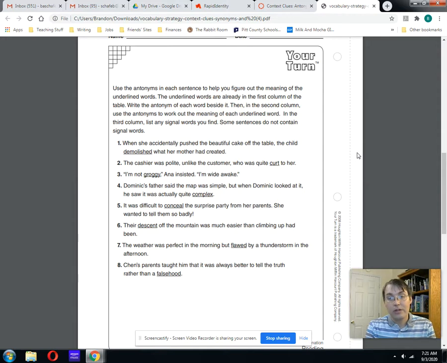Number 2, the cashier was polite, unlike the customer, who was quite curt to her. So the word we're trying to define is curt, and we have a cashier who was polite, unlike the customer who was quite curt. So I see that the customer is the one who's being curt, and that is unlike the cashier who was polite. So I can pretty easily see that curt and polite are opposites. And so the opposite of polite is going to be impolite. It's going to be rude. It's going to be something along those lines.